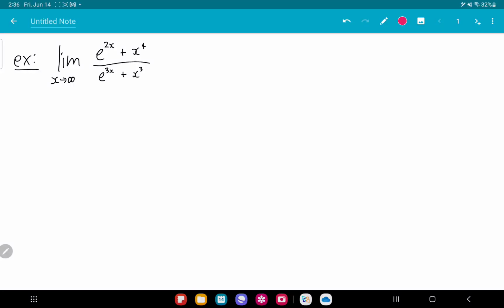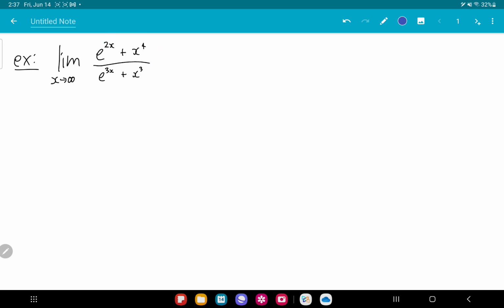Here we'll use the technique of dropping non-dominant terms. So we look at the numerator, and x is going to infinity. So imagine x is very large. Which one of these two things is much bigger than the other?